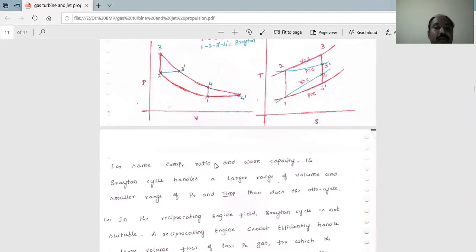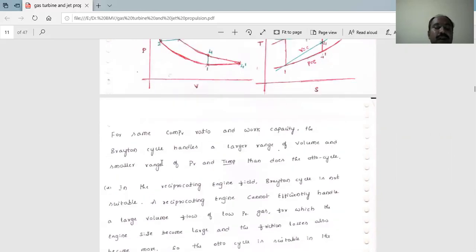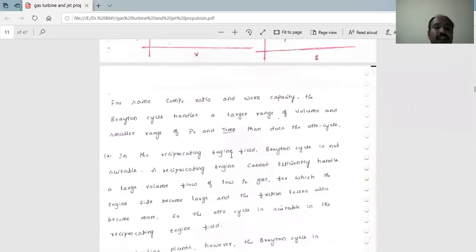For the same compression ratio and work capacity, the Brayton cycle handles a larger range of volume and a smaller range of pressure and temperature than the Otto cycle. Because of that, in the reciprocating engine field, the Brayton cycle is not suitable, because of the large volume flow rate and also the minimum pressure and temperature with respect to the Otto cycle.